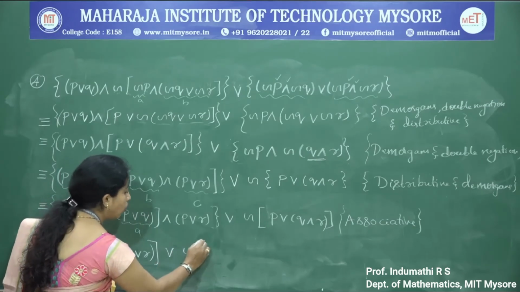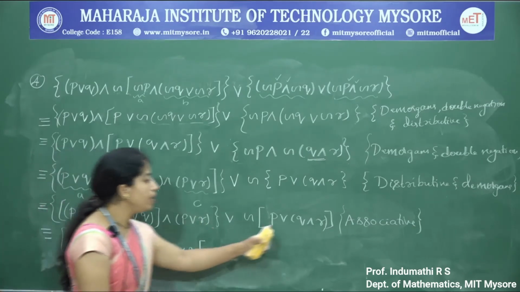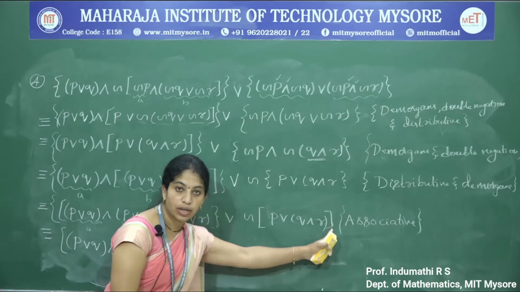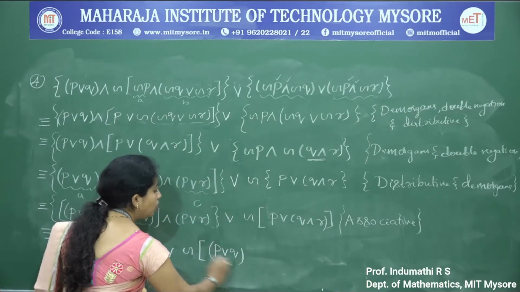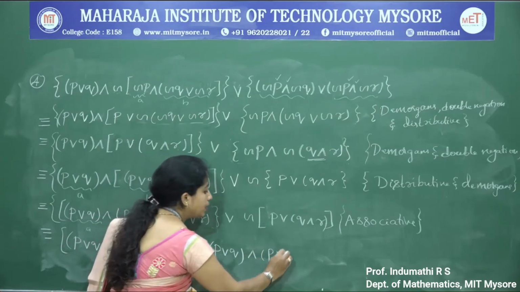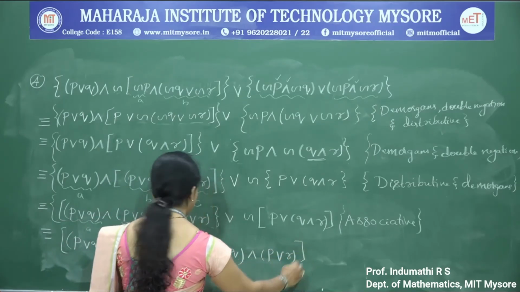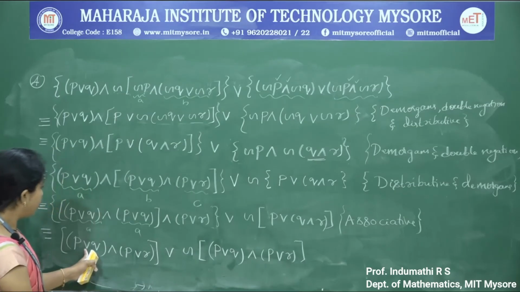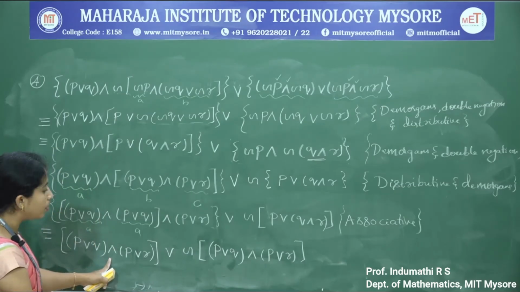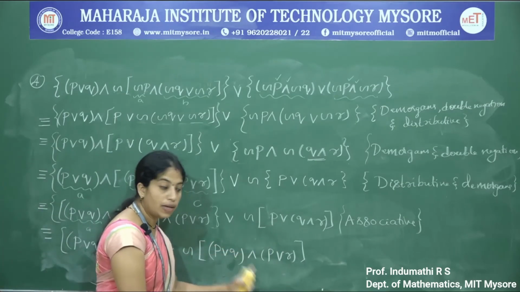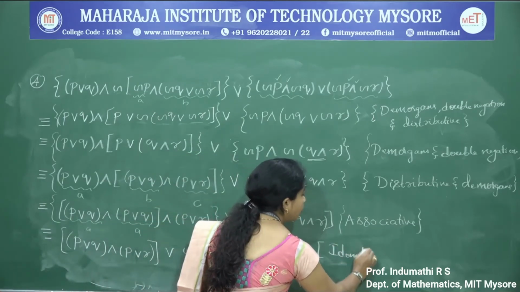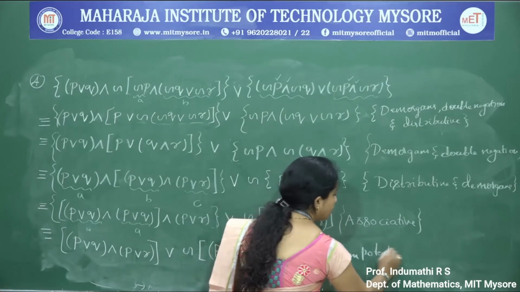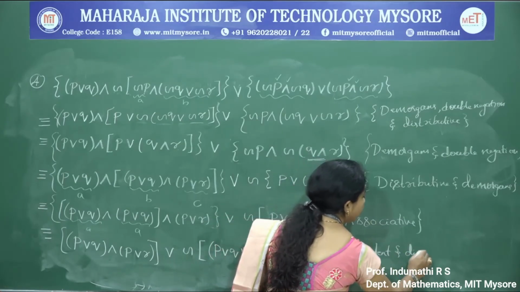Disjunction of, negation of. Again P disjunction of Q conjunction R is logically equivalent to P disjunction Q conjunction P disjunction R. Now in this step we have applied law of idempotent as well as distributive.